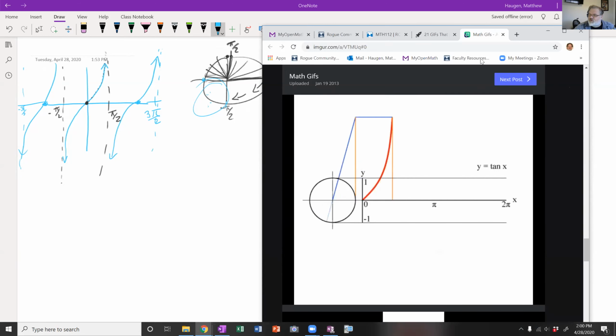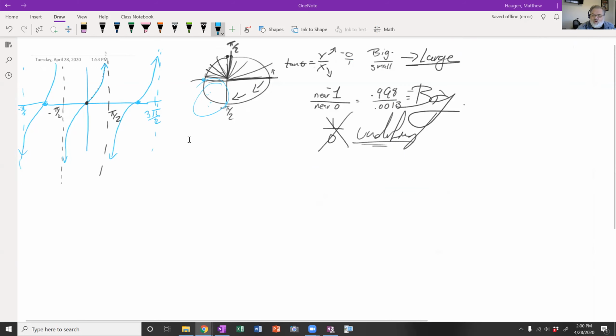So, an important question here. What is the period of tangent?